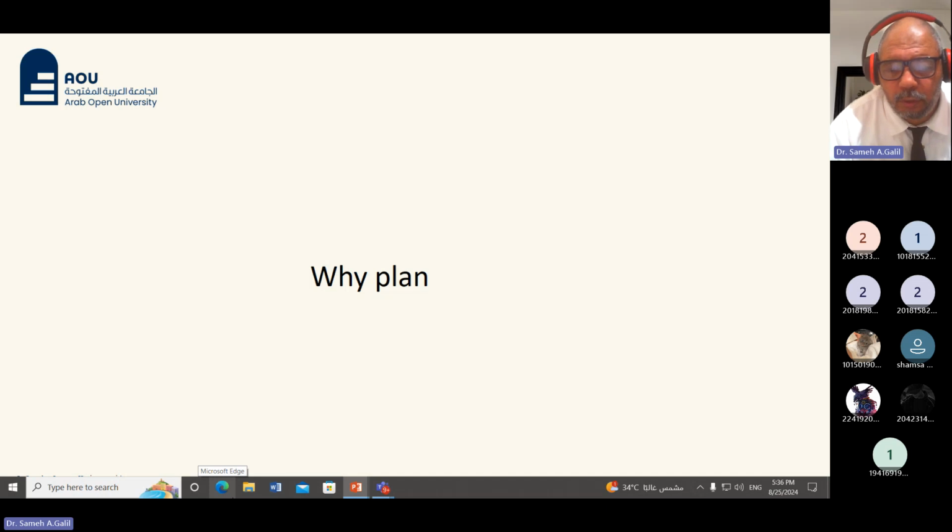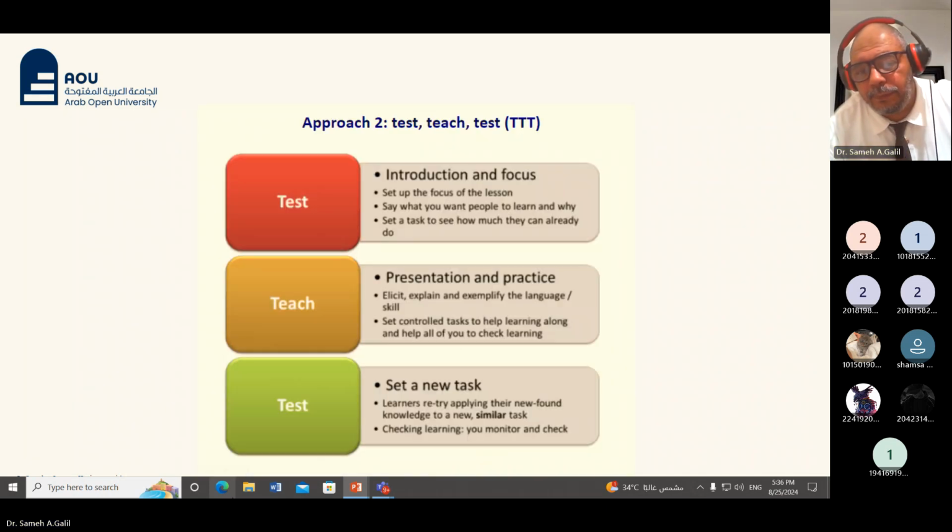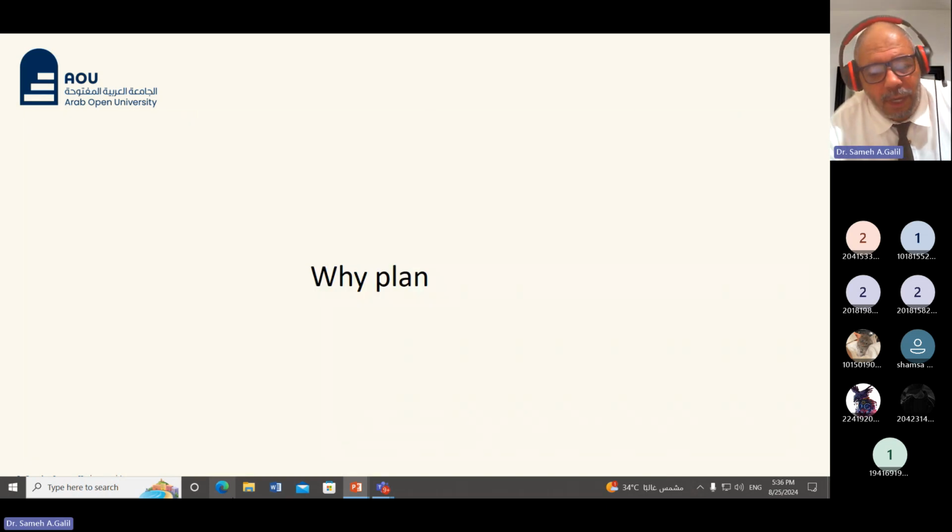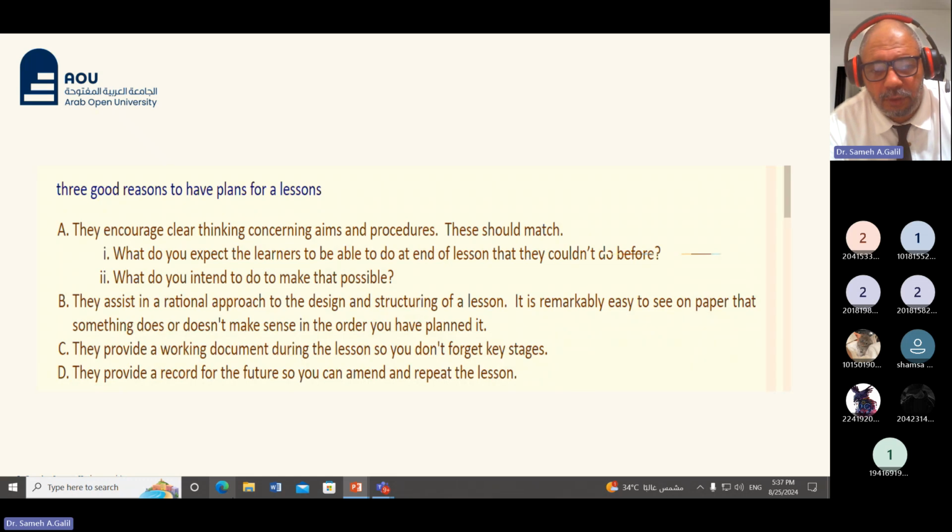And then we move, this was structuring. Let's move to planning and why people plan. And we said that planning, this is how we started actually. Planning is very important, like I said. And let me not spoil it for you if I haven't already. So these are some reasons why we have plans for lessons.